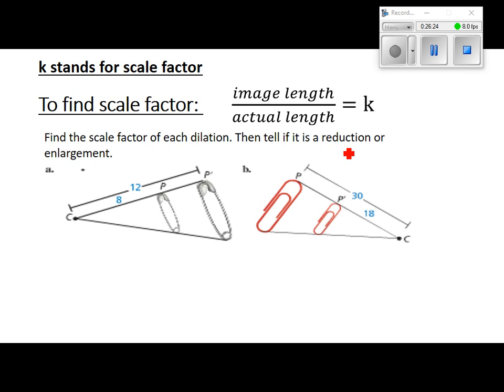All right, fill in what you need to fill in on this. K stands for scale factor. I wrote that in. You might write it in above it. That's up to you. There's nothing to fill in. I filled it all in for you then. Just might write down that K stands for scale factor.